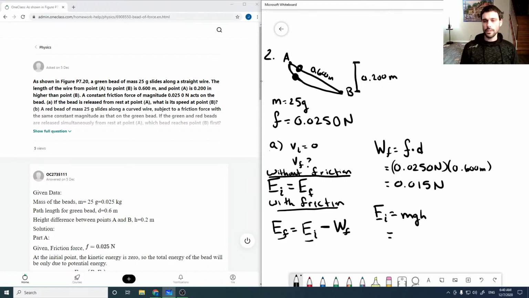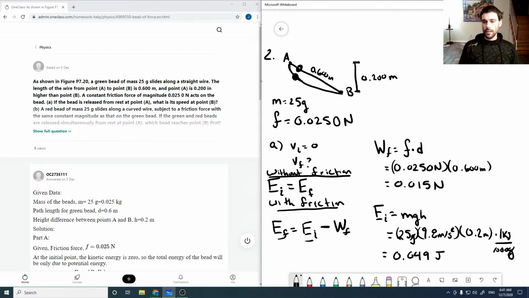Choosing the zero of gravitational energy at B, that would be 25 grams times 9.8 meters per second squared times 0.2 meters, and then multiplying by 1 kilogram per 1,000 grams to cancel the grams and give us a value in kilograms meters squared per second squared, which is a joule. So running through all of these values, we get 0.049 joules.